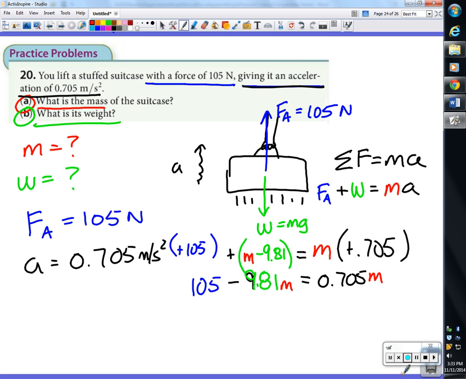That's an equation that only has one unknown in it, and we can solve for that unknown. So we would take the negative 9.81 m, add it to both sides. So we'd end up with 105 equals, right? To get all the m's on the same side.